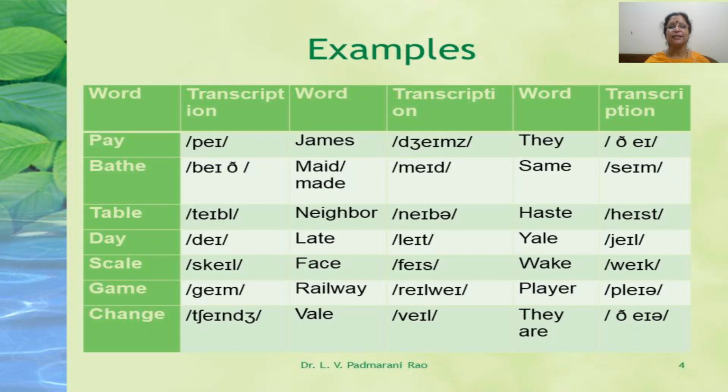NEIGHBOUR or NEIGHBOR, neighbor. LATE, late. FACE, face. RAIL, WAY, railway. Note that the same diphthong is used twice in the same word. Railway. VALE, veil. THEY, they. SAME, same. HASTE, haste.